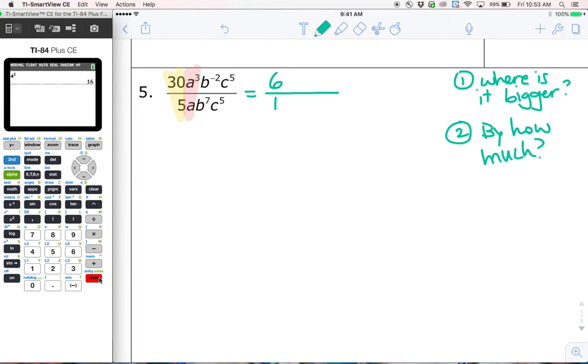Okay, so a's are bigger on the top because 3 is bigger than 1, so a goes on the top. How much bigger is 3 than 1? 2. And so that's my exponent.